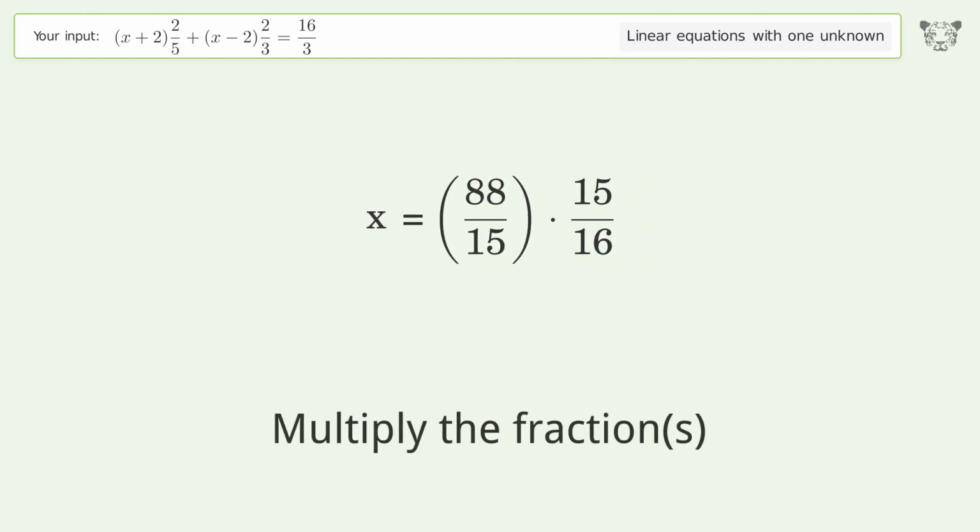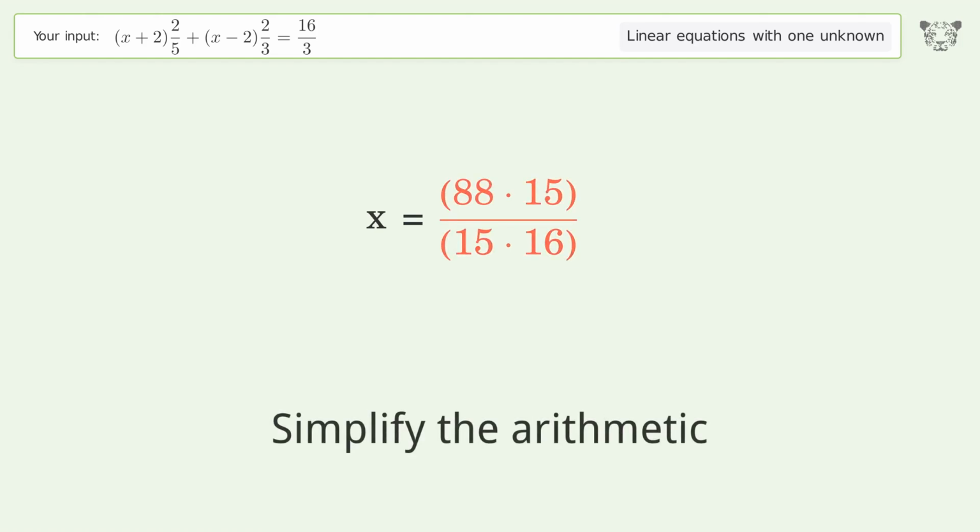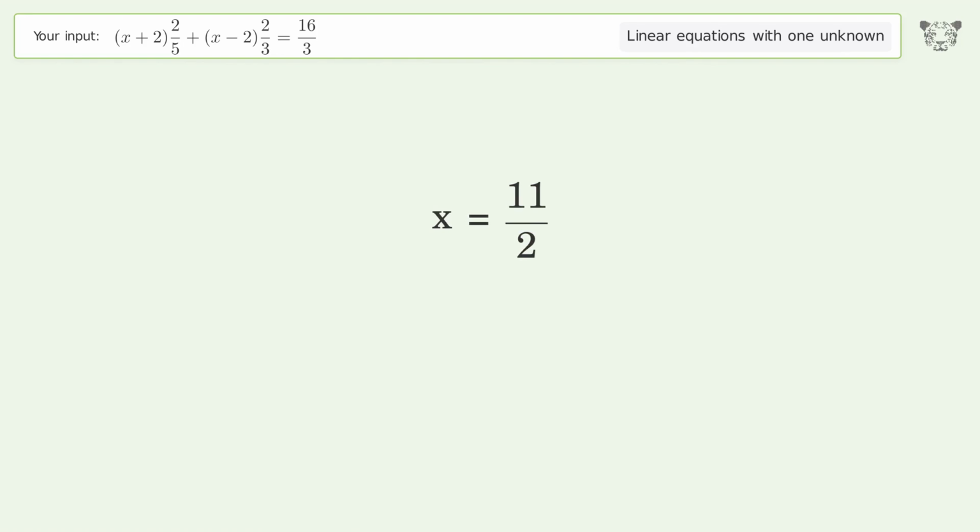Multiply the fractions. Simplify the arithmetic. And so the final result is x equals 11 over 2.